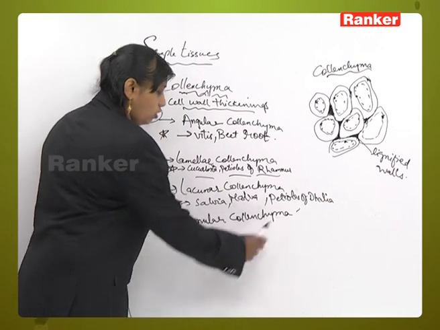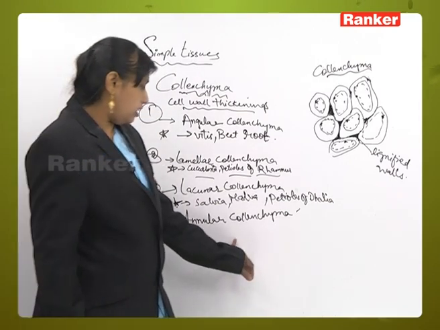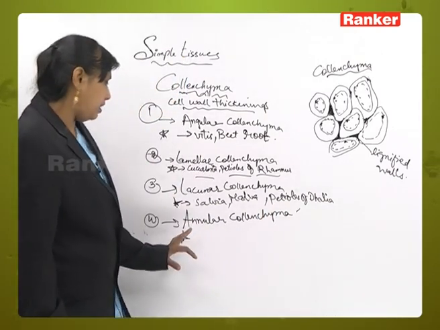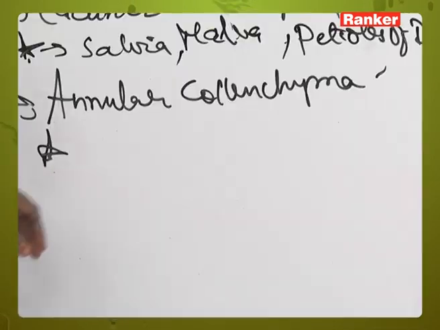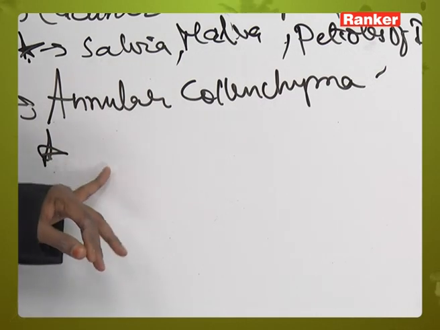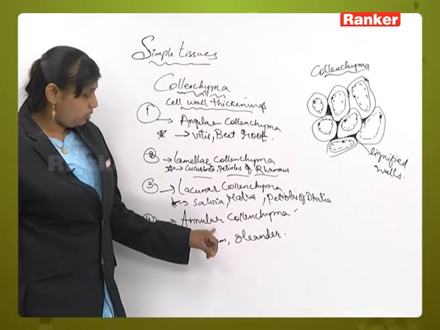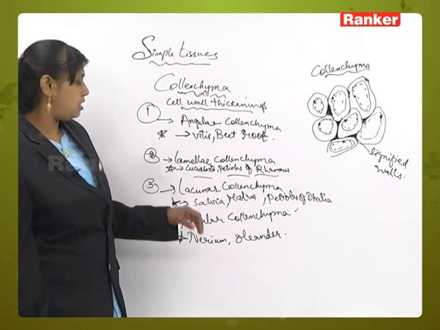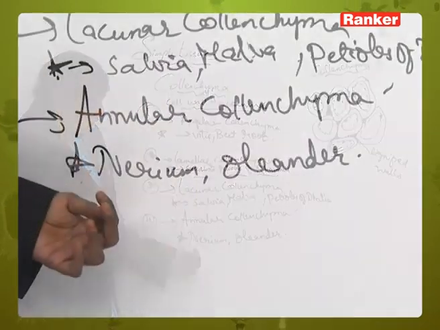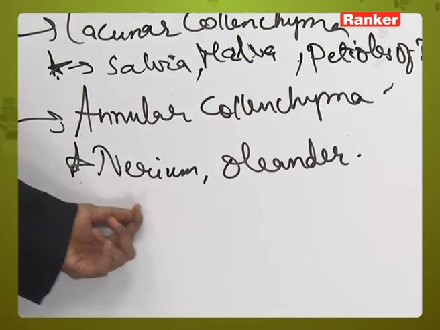Another one is annular Collenchyma. In annular Collenchyma the cells are isodiametric, and intercellular spaces of the same size are present in equal amount. Cell wall thickening is present. These are all uniform in occurrence, and here the examples can be taken as nerium and oleander.